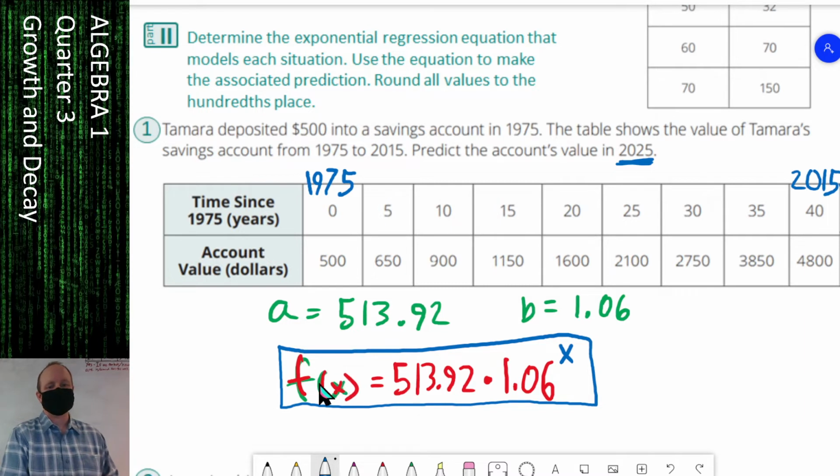So you'd be plugging in something here, and then having to isolate the x, which is not an Algebra 1 kind of thing. It's more of a college algebra thing, getting that x by itself. So we're going to do it the easy way. We're going to take a look at our graph.